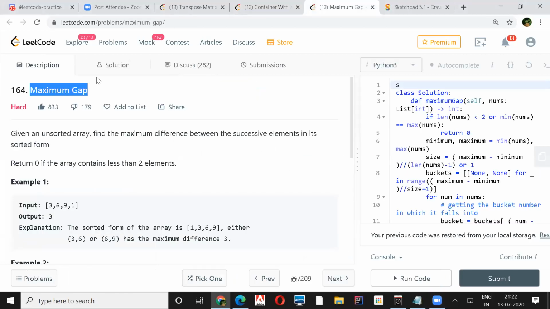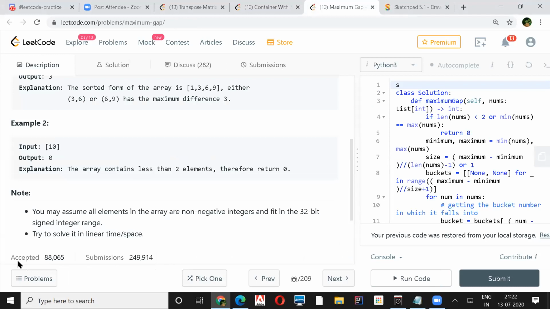So this is Maximum Gap. An unsorted array is given. We are supposed to find the maximum difference between successive elements in the sorted form. So here the maximum will be 3, the difference between 3, 6 and 6, 9. But the constraint is that you're supposed to do it in linear time, and you may assume all elements in the array are non-negative integers, which fit in a 32-bit signed integer range.